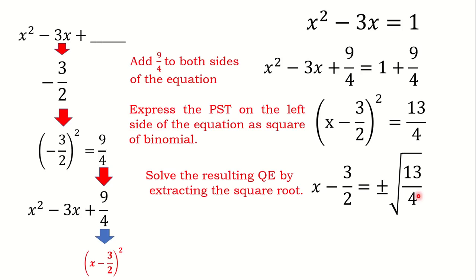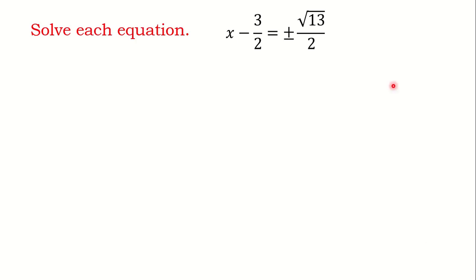Bakit? Dahil yung 4 is a perfect squared. So, magiging ano yan? X minus 3 over 2 is equal to positive or negative the square root of 13 over 2. So, hindi pa yan, no? Hindi pa yung final answer. Kasi meron tayong dalawang equation. So, we need to solve the equation. In the next slide, so ito yung dalawang equation natin. Okay, solve natin yung dalawang equation na yan.